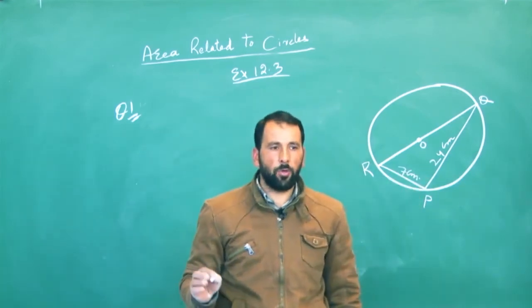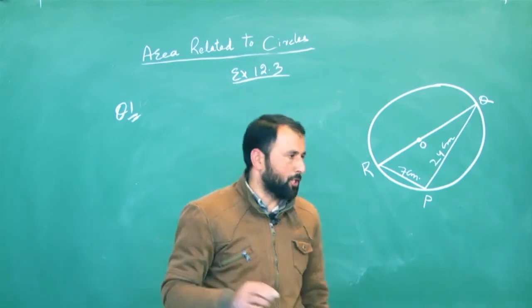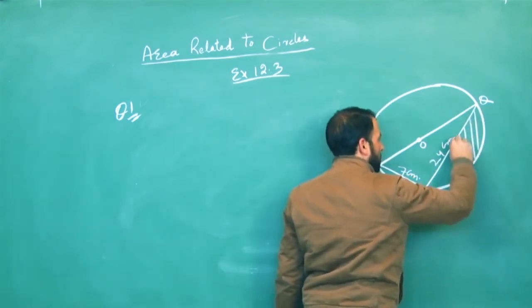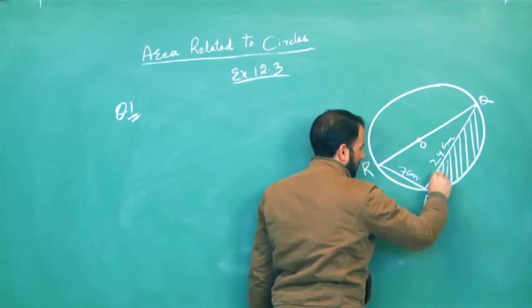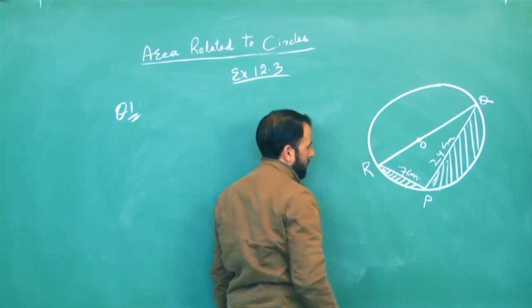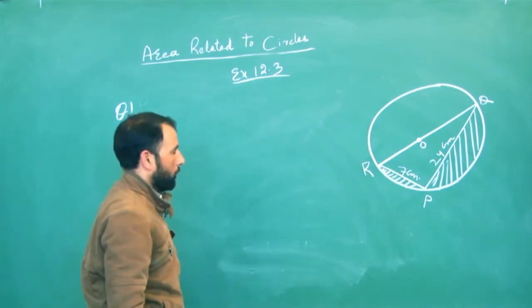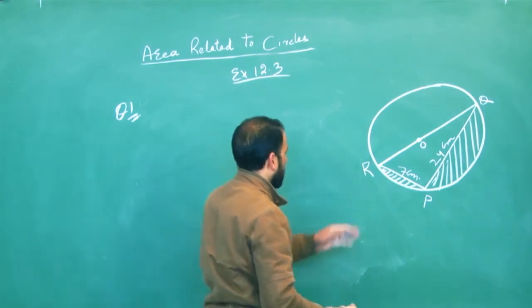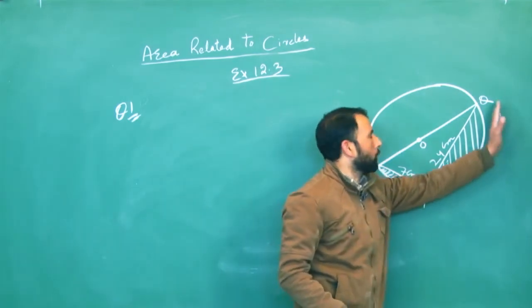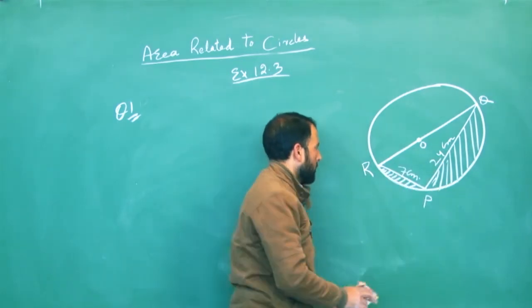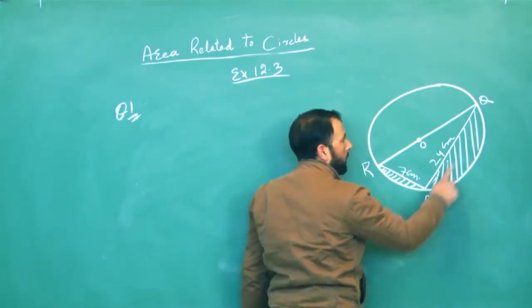We have to find out the area of the shaded region. This one is the shaded region here, this part. This is the shaded region, we have to find out this area. So first of all, this shaded region lies in the semicircle RPQ. So for this semicircle, we have a triangle RPQ.